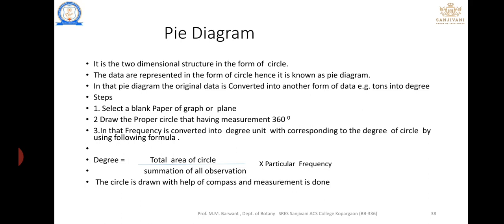Next is the pie diagram. It is a two-dimensional structure in the form of a circle. The data are represented in the form of a circle, hence it is known as the pie diagram. In a pie diagram, the original data is converted into another form, for example, tons converted into degrees. First, select blank paper and draw a proper circle measuring 360 degrees. Frequency is converted into the corresponding degree of the circle using the following formula: the total area of the circle is 360 degrees, divided by the summation of all observations and multiplied by the particular frequency.